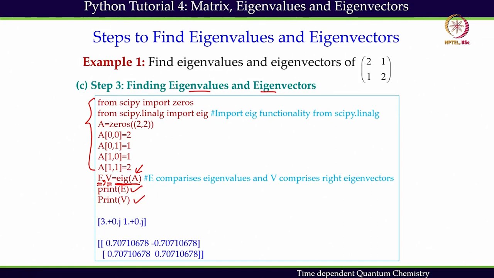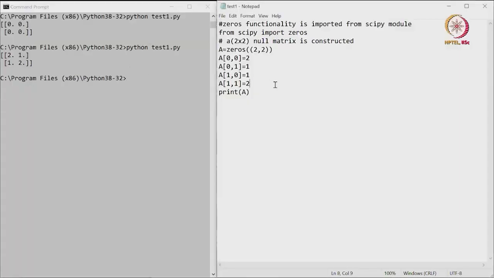So, we have already constructed A, we will go back to the laptop right now. Now, we will do one thing, I do not need to print it again because I know what I have constructed here. I will just go ahead with this E comma V. One can change the name and make it anything, eigenvalues, and one can name it eigenvector.